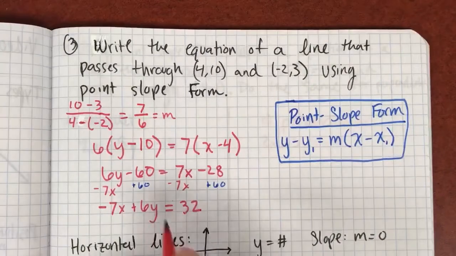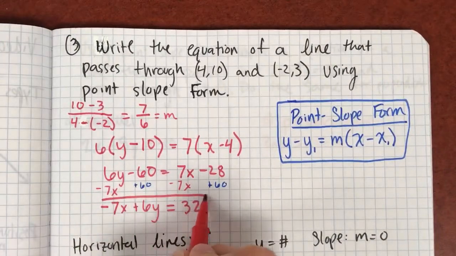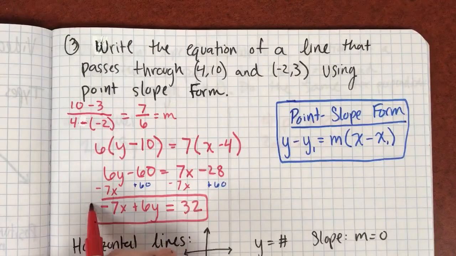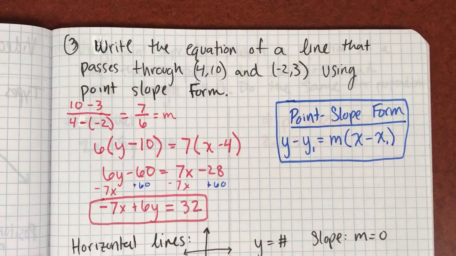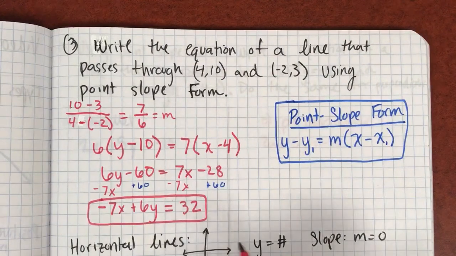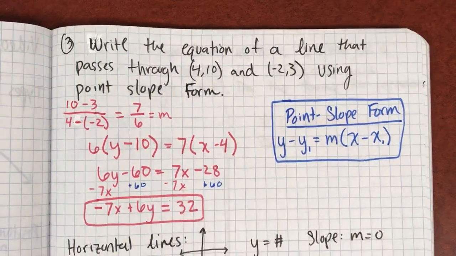And there we're done with our point slope form. So some people like this a little bit better, some people don't. It's just kind of a preference. We're going to be looking a lot at point slope form.